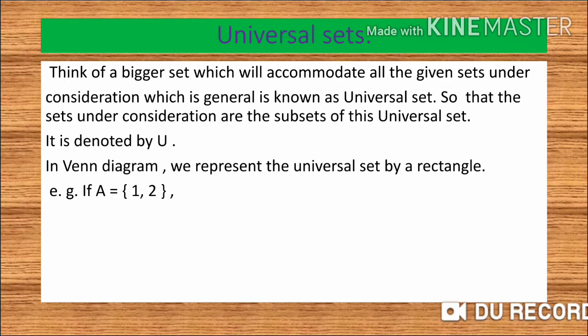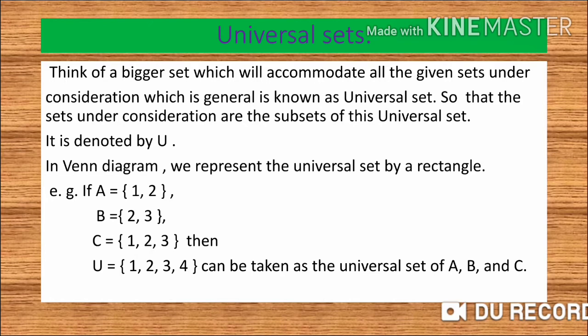Example, if set A contains elements 1, 2, set B is equal to curly bracket 2, 3 curly bracket close, set C contains elements 1, 2, 3, then U equal to curly bracket open 1, 2, 3, 4 curly bracket close can be taken as universal set of A, B and C. All the sets A, B and C are subsets of the universal set.